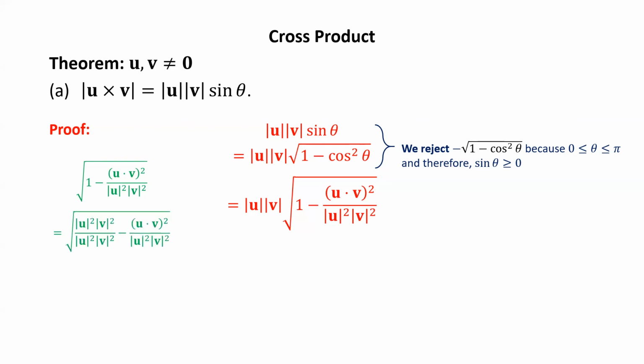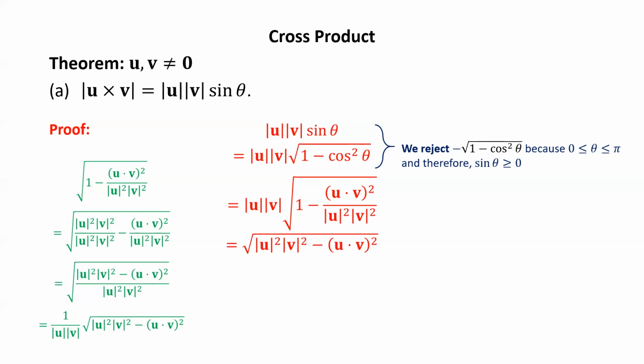We can rewrite 1 as length u squared, length v squared over itself. And now that the denominators are the same, we can combine the numerators to get length u squared, length v squared minus the square of u dot v over length u squared, length v squared. Okay, and finally, the denominator, the squares cancel with the square root to give us 1 over length u, length v. So the 1 over length u, length v cancels with the length u, length v to give us just the square root of length u squared, length v squared minus the square of the dot product of u and v.